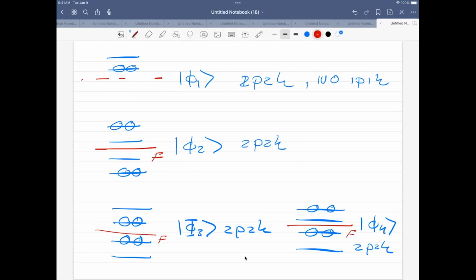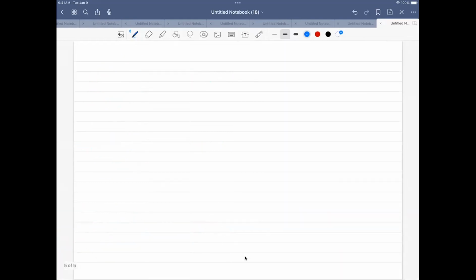Okay, let me redraw it here. And then we have the final one, which is pretty easy to see, and that will be a 4-particle 4-hole excitation. So the final state which we end up with is something which looks like this. So we have the Fermi level here, again, F, and then we have this one filled and this one filled. And that is a 4-particle 4-hole excitation. And we just label this as phi 5.